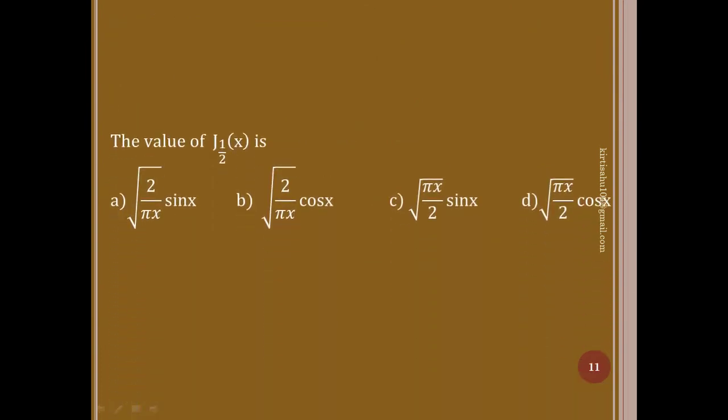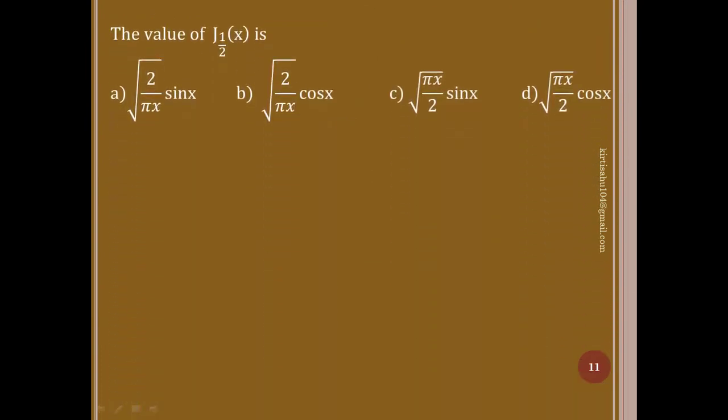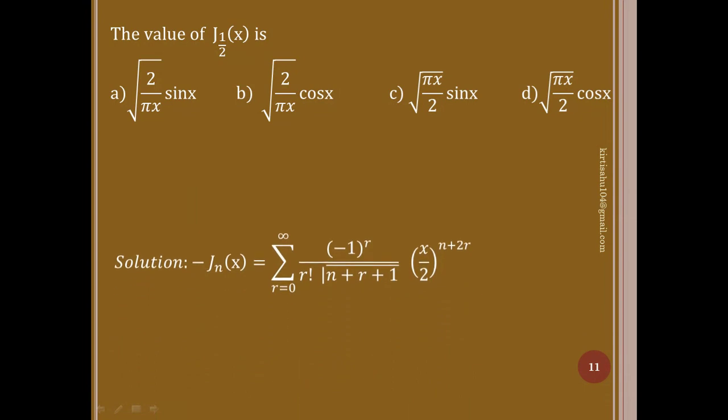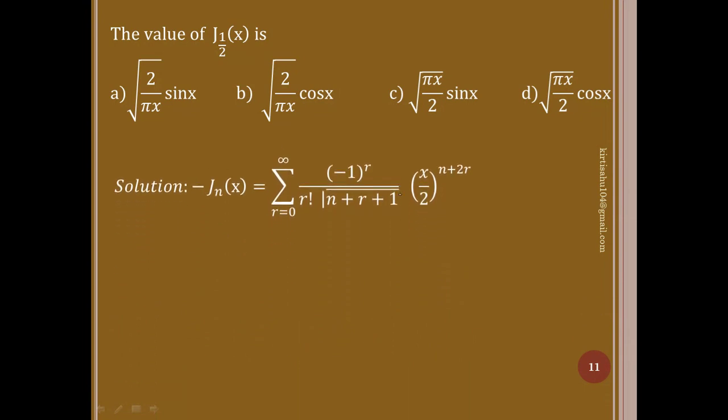Let's have one more question, then we will stop. The value of J half of x is required, so the Bessel function for n equal to half. As we know, the Bessel function is a solution of Bessel's equation where n must be a non-negative real number. This is what is given. Here we will make use of the formula of the Bessel function again, as I want J half.